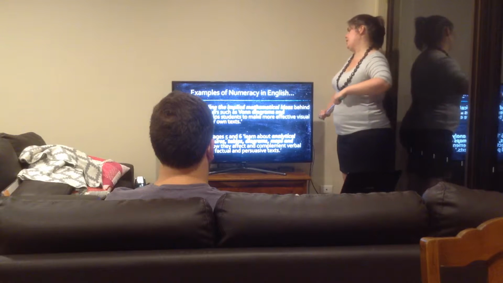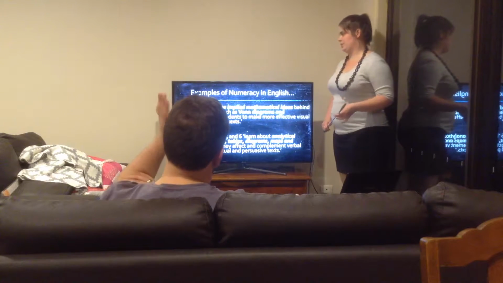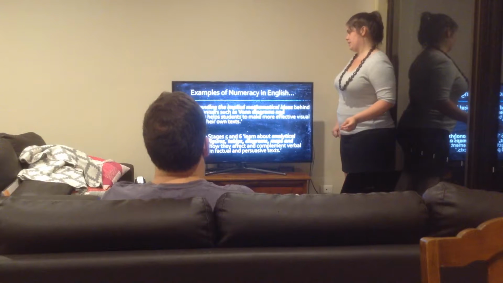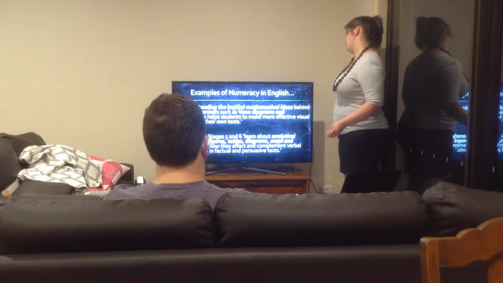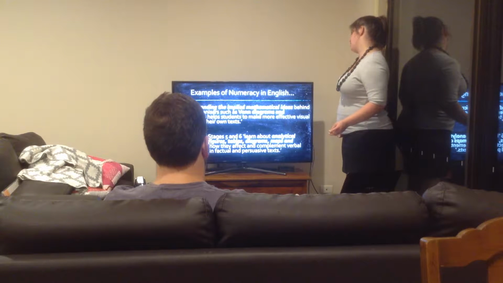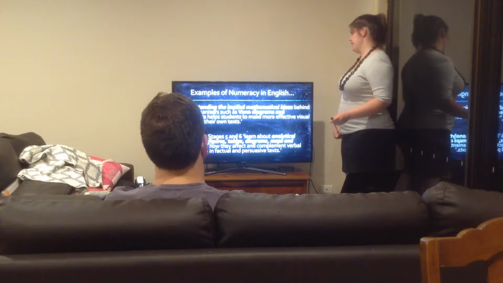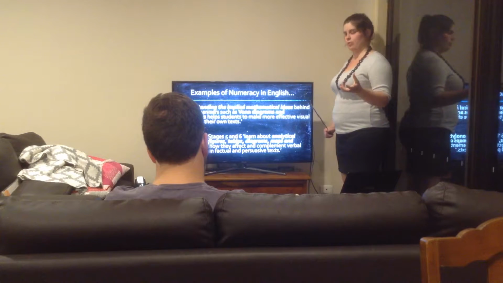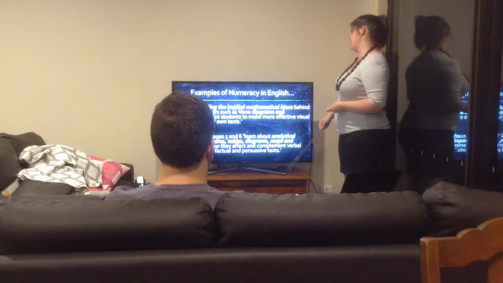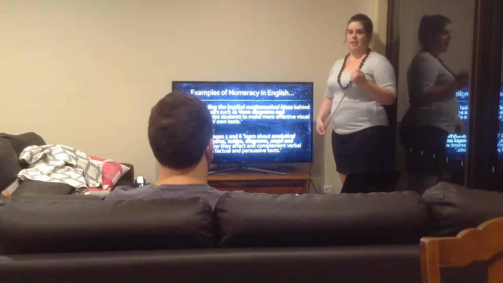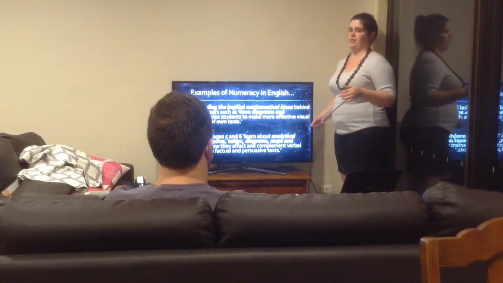So if I could get someone to volunteer to read the first quote on how you can use numeracy in English, some examples. Yes, Tom? Sure. Understanding the implied mathematical ideas behind visual organisers, such as Venn diagrams and flowcharts, helps students to make more effective visual choices in their own texts. Exactly, that was good. So it helps us to use ideas from numeracy and maths to help us understand visual organisers like Venn diagrams and flowcharts. And that flows on to the student's ability to create more effective visual texts.